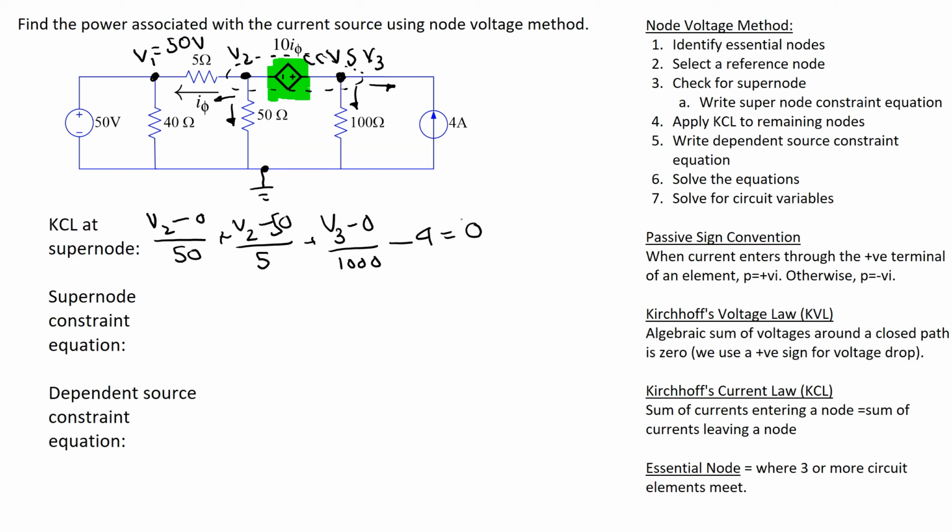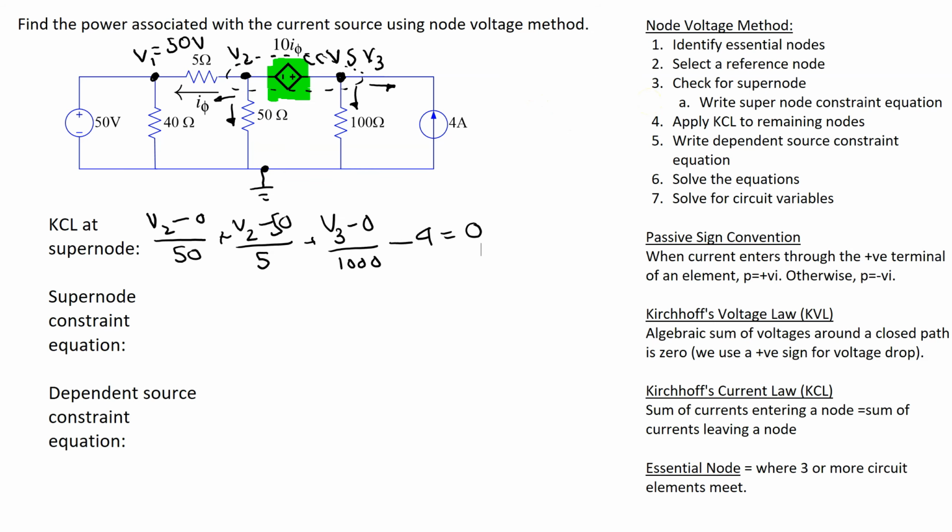The next step is to write the supernode constraint equation. And in order to write the supernode constraint equation, we need to apply Kirchhoff voltage law to the supernode. Recall that node voltages are defined as voltage rise with respect to ground. So this supernode can be redrawn as follows.